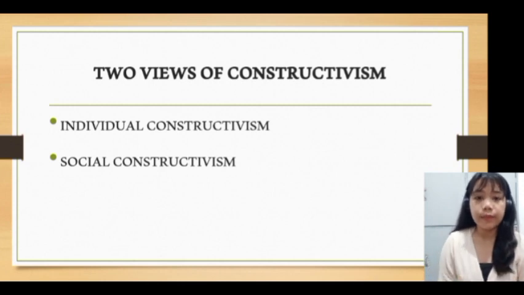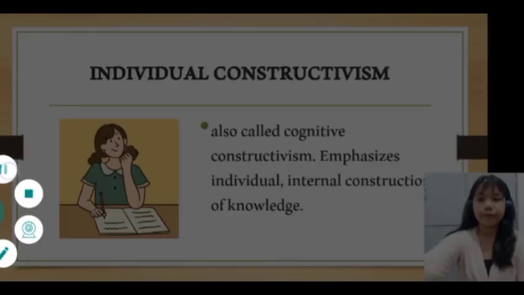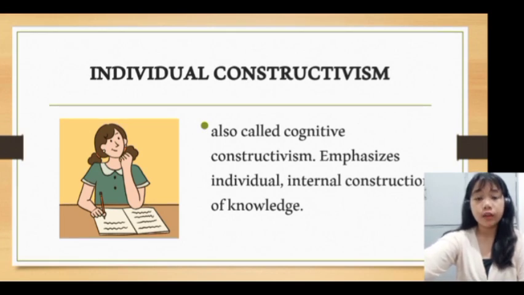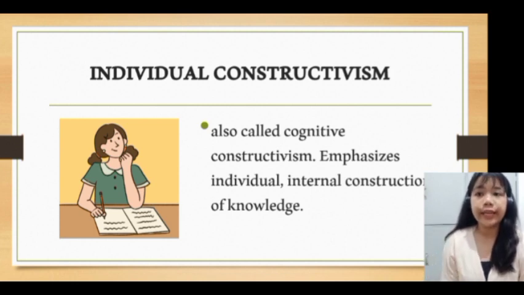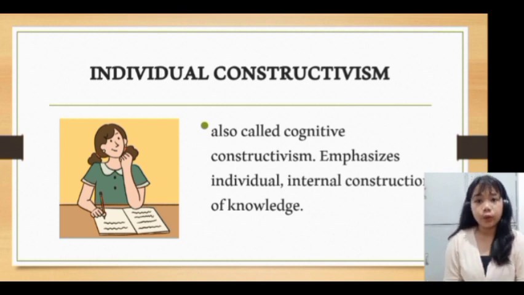So constructivism has two views. We have the individual constructivism and the social constructivism. Individual constructivism, also called cognitive constructivism, emphasizes individual internal construction of knowledge. In individual constructivism, humans create knowledge through interaction, experience, and idea. In short, learners can build their own knowledge individually without any help of others.